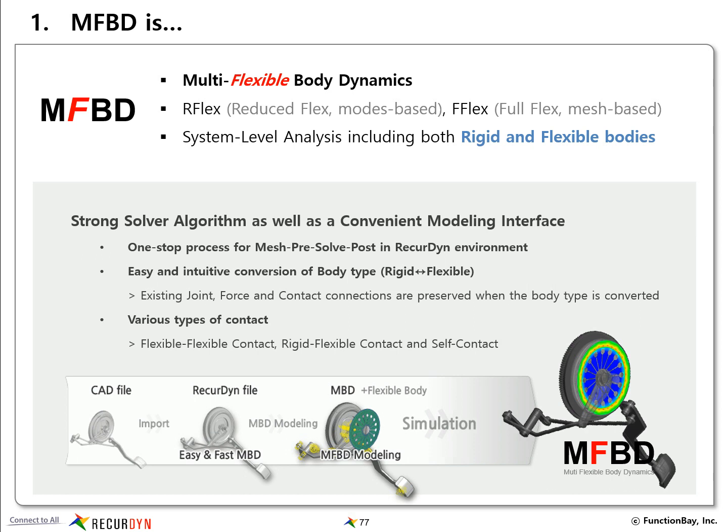MFBD is the most unique and differentiated feature of RecurDyn. MFBD is the abbreviation of Multi-Flexible Body Dynamics, and it is also called FMBD or MBD-FE coupled simulation. MFBD of RecurDyn is a technology to analyze the dynamic behavior of a system which includes both rigid bodies and flexible bodies. It combines MBD to analyze the motion of rigid bodies and FEM to analyze the motion, stresses, and deformation of flexible bodies.